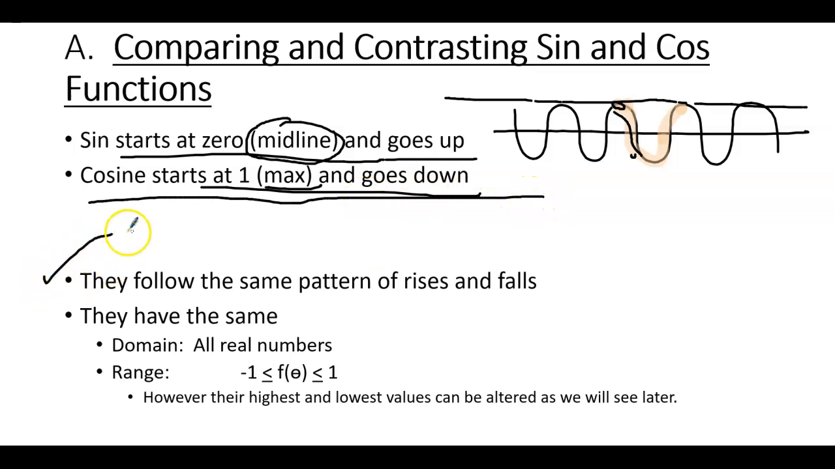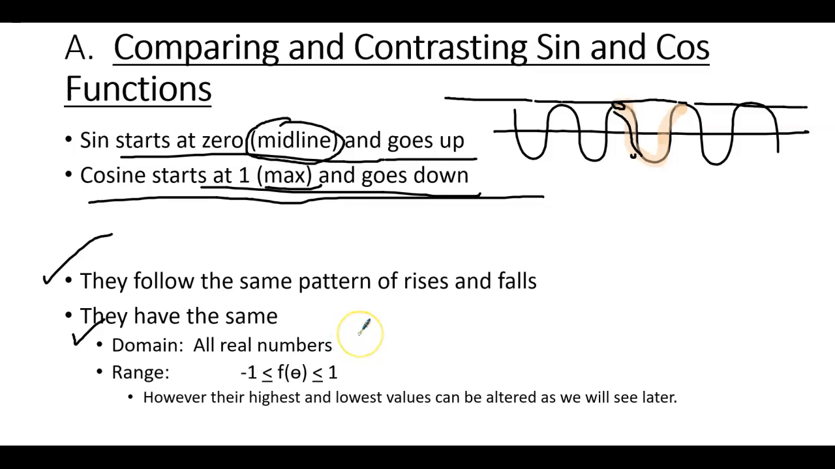And after that, they both follow the same pattern of rises and falls. It's always one space up from the midline, then back down to the midline. One space down from the midline, back up to the midline. And it just kind of creates that pattern. The domain, they both have all real numbers.